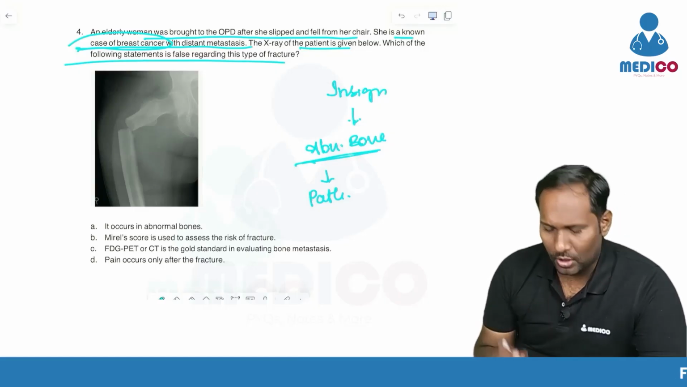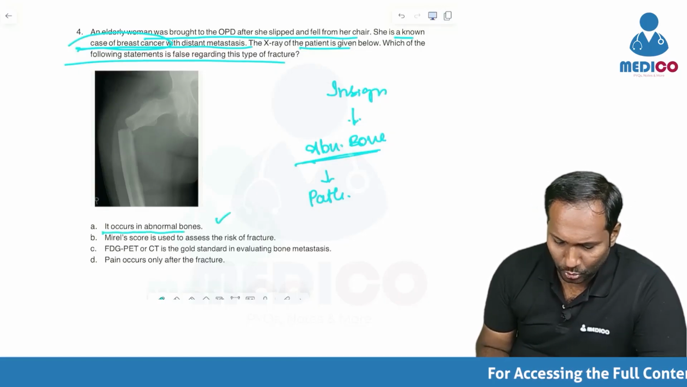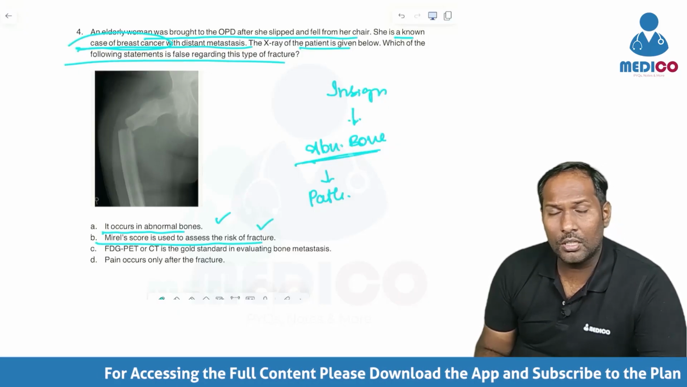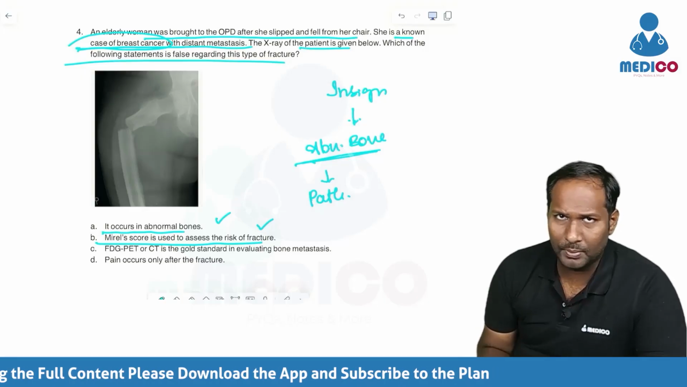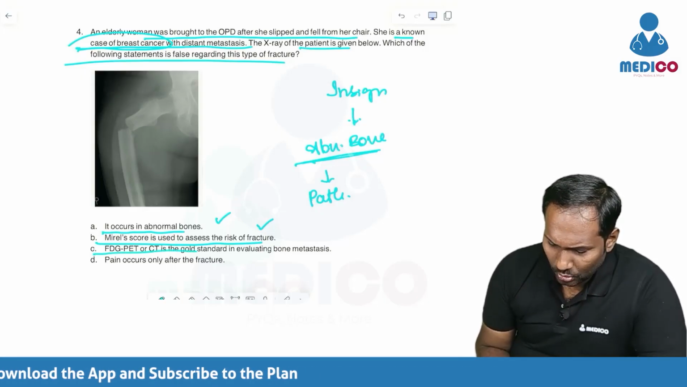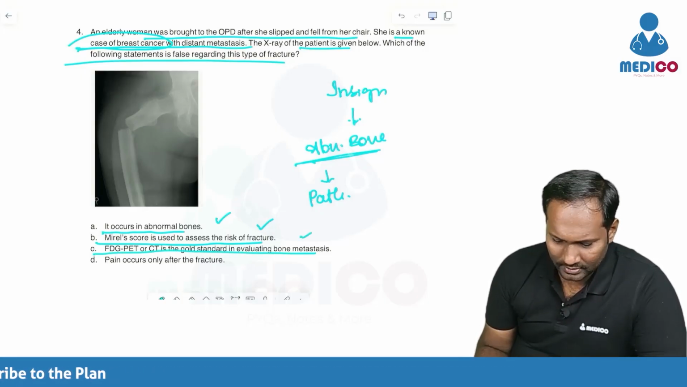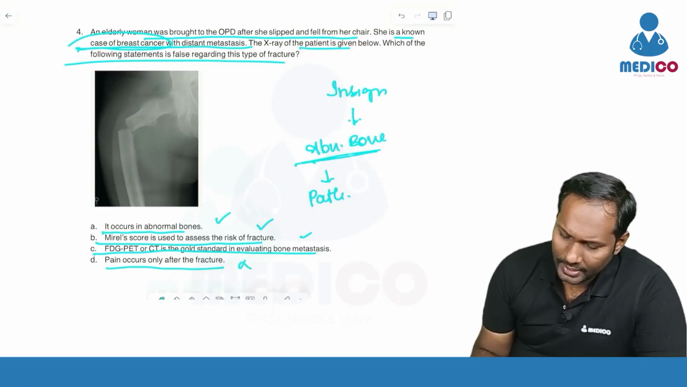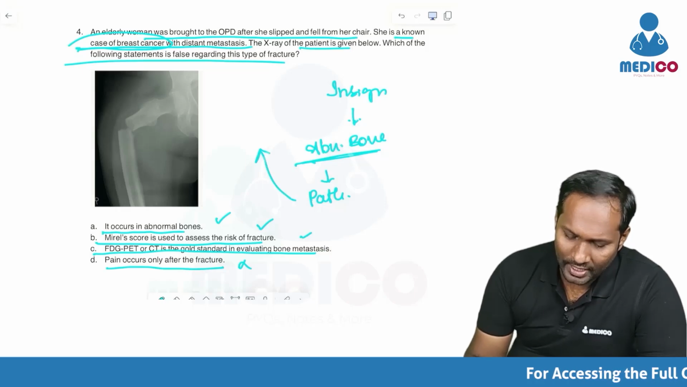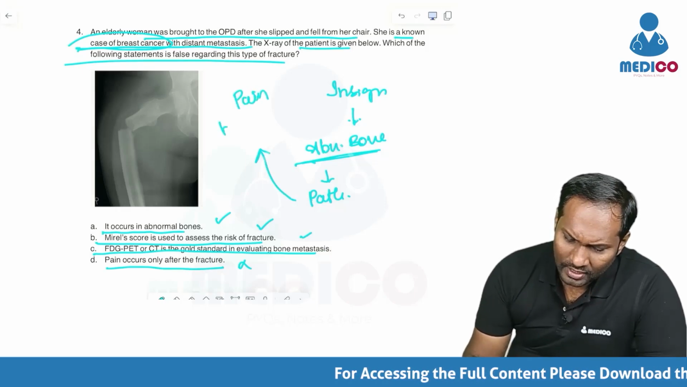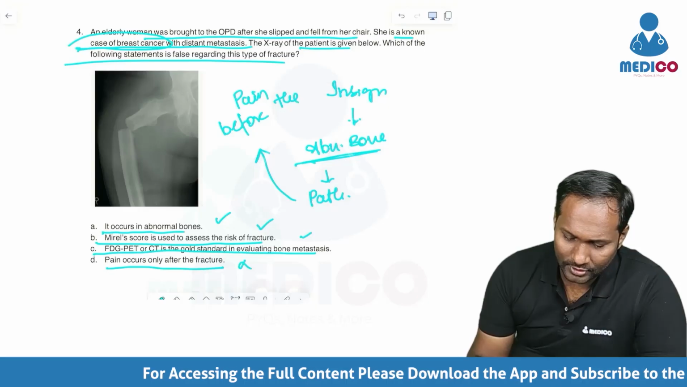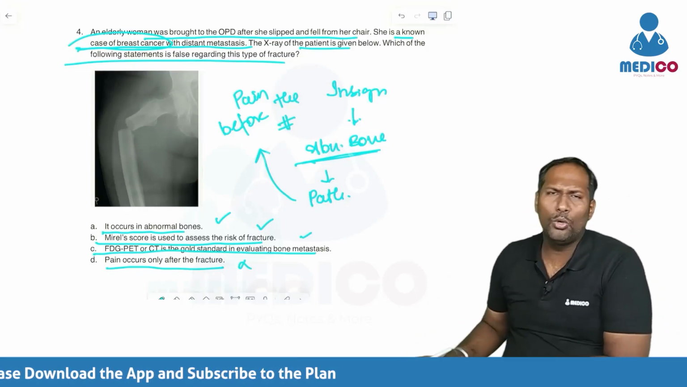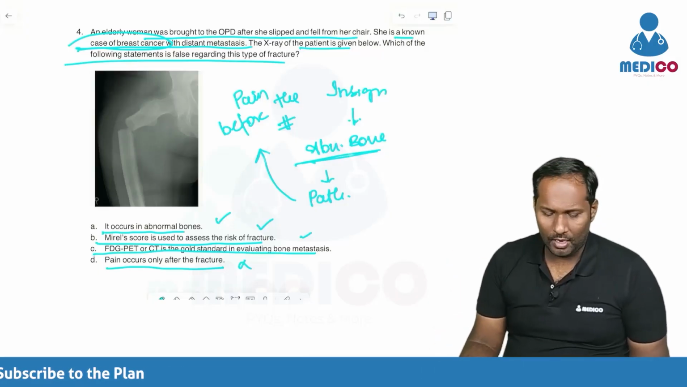So which of the statements is false? It occurs in abnormal bones. This is true. Mirels score is used to assess the risk of fracture. Yes, for pathological or tumor-based fractures, we always use the Mirels score. The PET scan is the gold standard for evaluating bone metastasis. Yes. Pain only occurs after the fracture. So this is the false statement. In pathological fracture, you will have to know that pain occurs before the fracture. It gives the warning. That means the bone is getting weaker and weaker, so that even on normal loading, you start getting pain. All right?